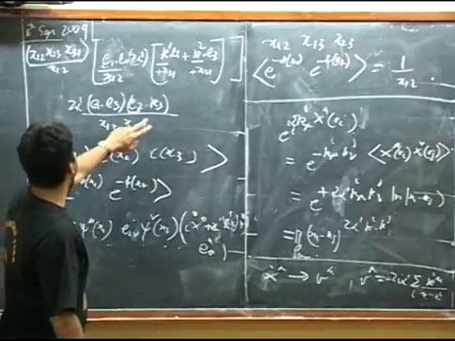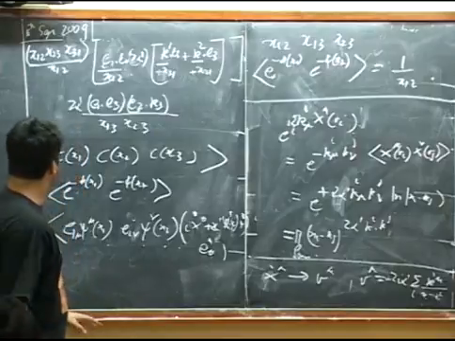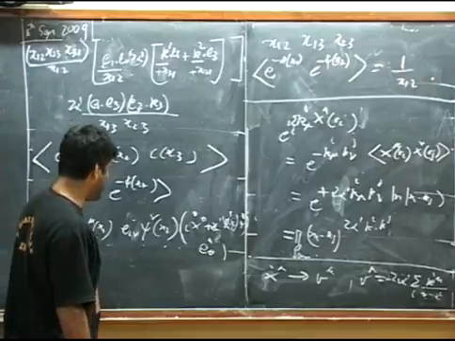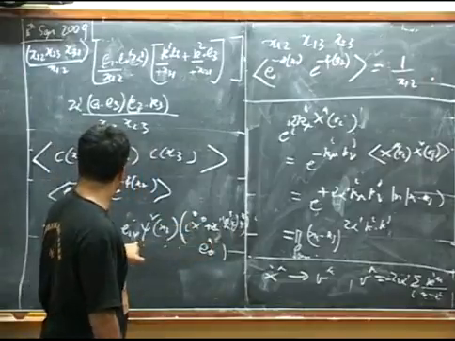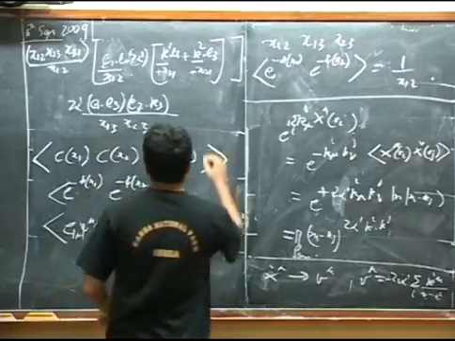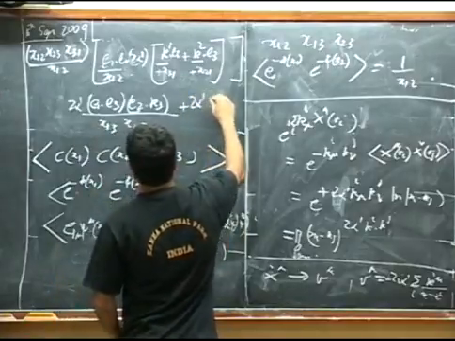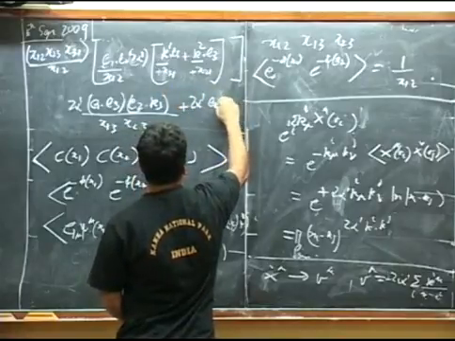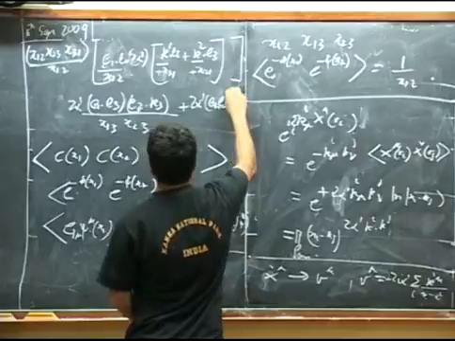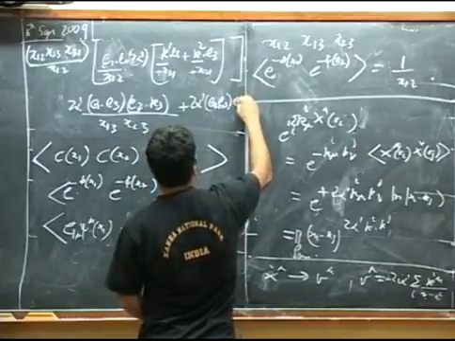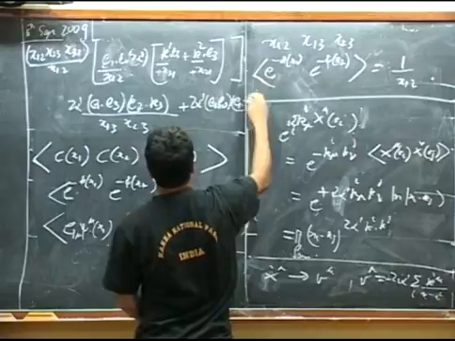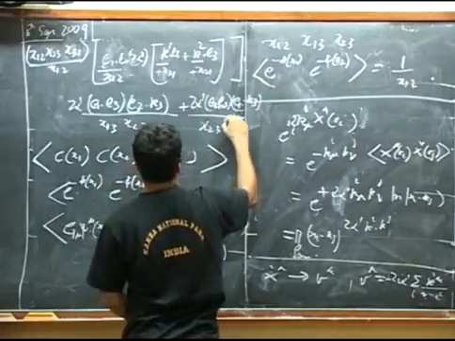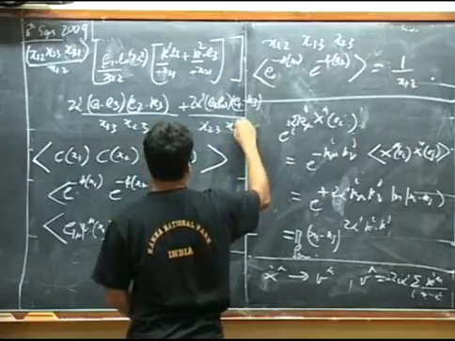And of course, then there is the flip. That is the guy where we have this guy hitting this and this guy hitting this. So we will have plus 2 alpha prime E1 dot E2 dot E3 into E1 dot E3 over x23 x13.